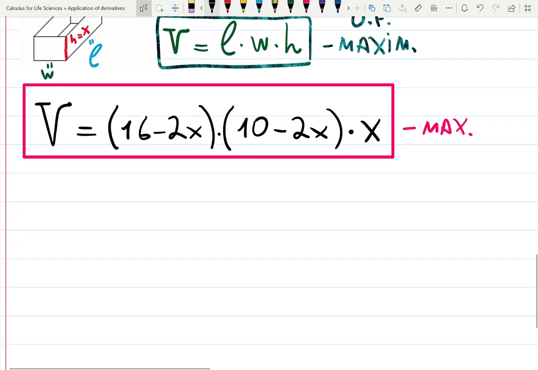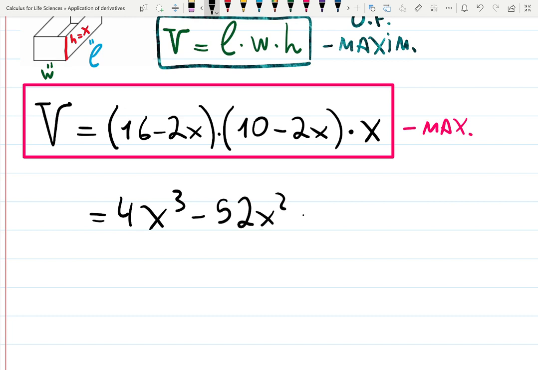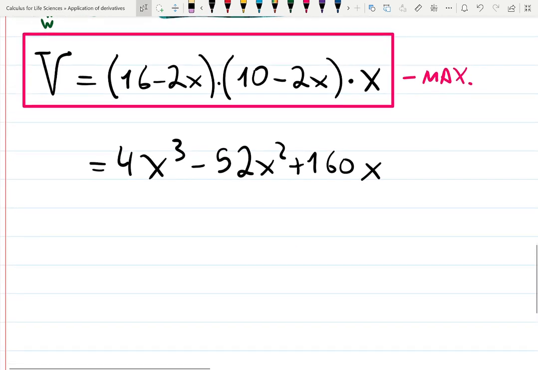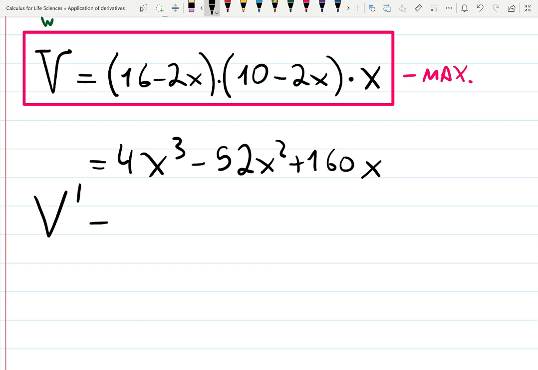So you simplify, just like Chris mentioned, maybe we should distribute everything, and I'll help you out with this. 4x cubed minus 52x squared plus 160x. That's just lots of algebra, so you distribute everything. Finally, the calculus part starts. We want to take the derivative, set it equal to 0, and solve it.